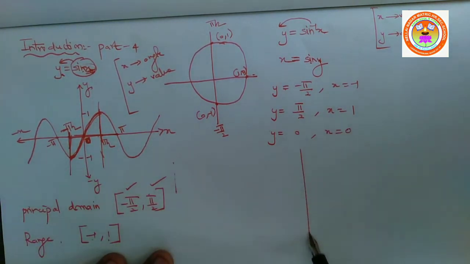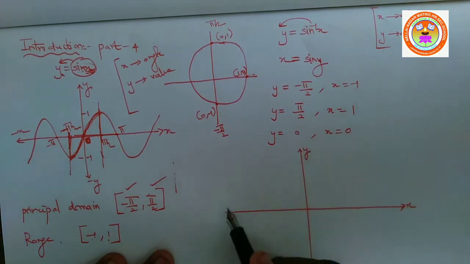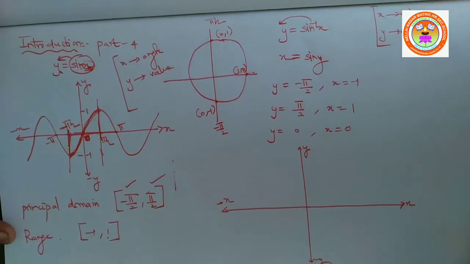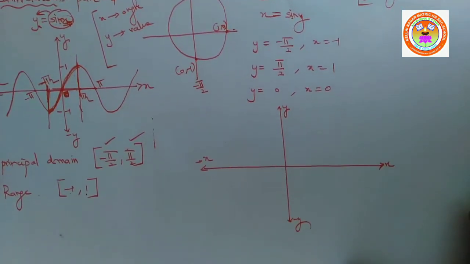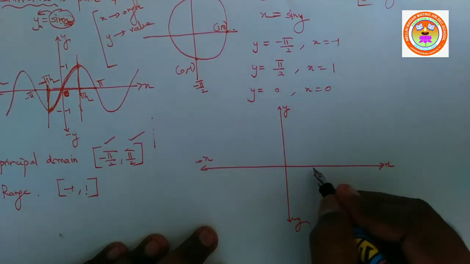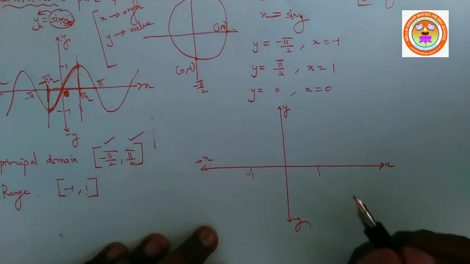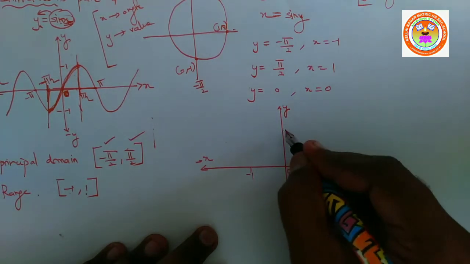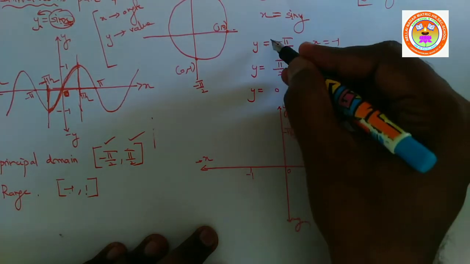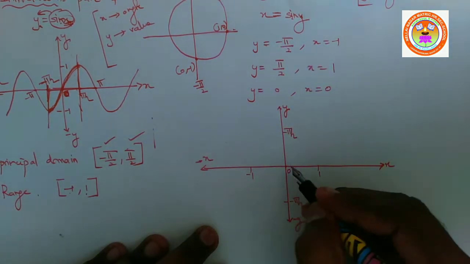Now I can plot the points. Listen very carefully. This is plus x, y, minus x and minus y. So we will plot the diagram now. We know the x-axis is nothing but minus 1 and 1. So this will be plus 1, this will be minus 1, this is origin O. On the y-axis, this will be plus pi by 2, this will be minus pi by 2, and origin O.